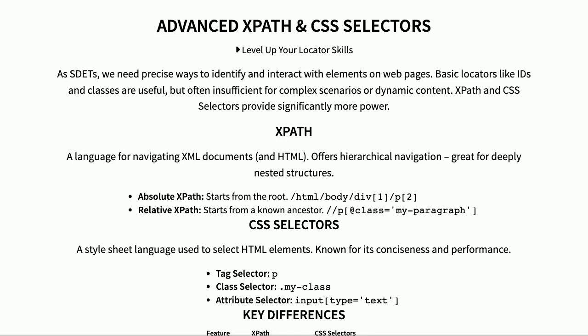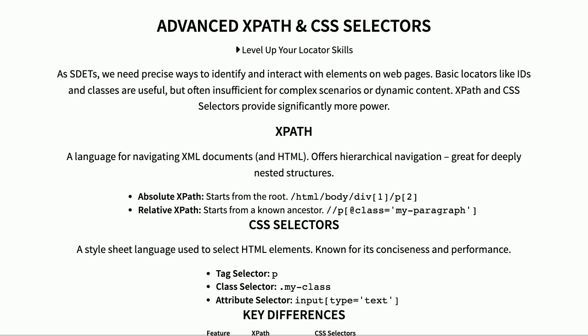Okay, let's talk about getting really precise with locating elements on web pages. As SDETs, we don't always have simple IDs or classes to work with. That's where XPath and CSS selectors come in. XPath is like a way of navigating through an XML document. It lets us jump around the entire page structure based on how things are related. We can start from the very top and drill down, which is really useful for deeply nested content.